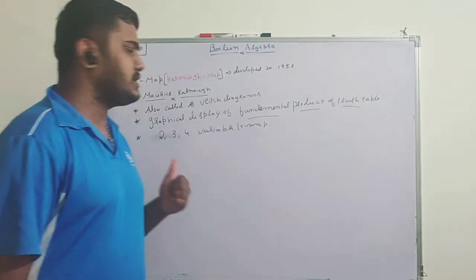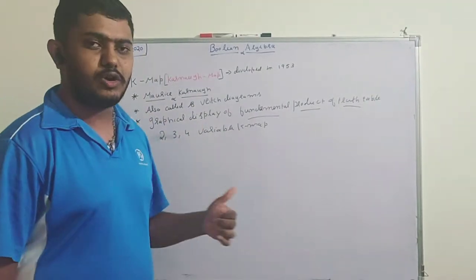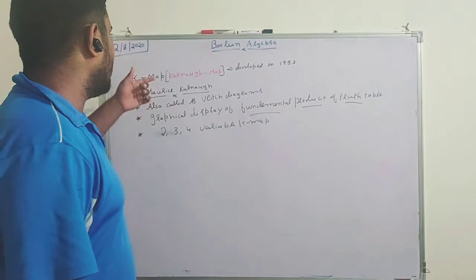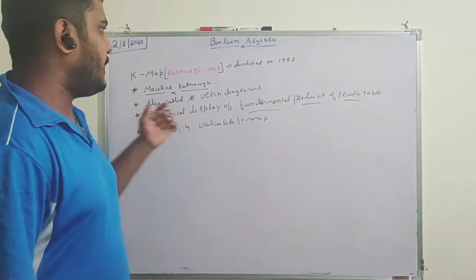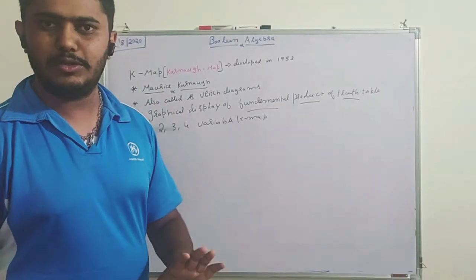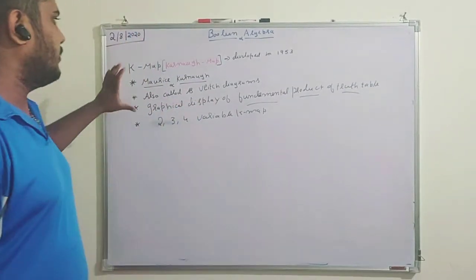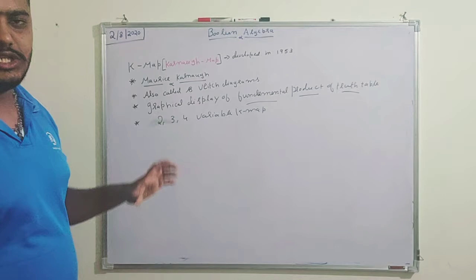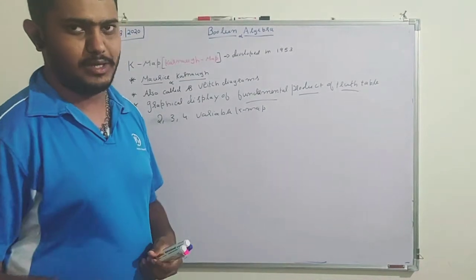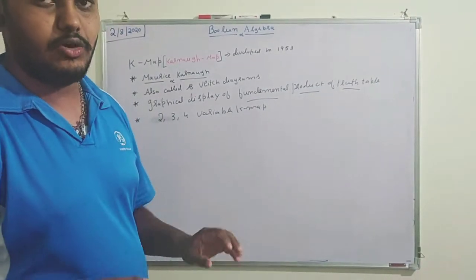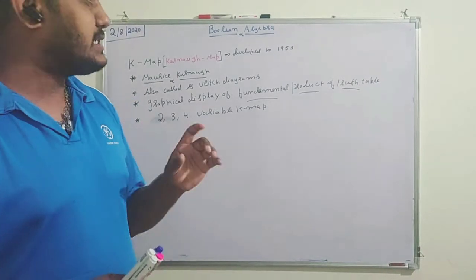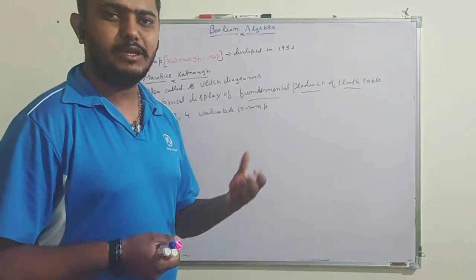Today, in this class, let us discuss one of the very important concepts in Boolean algebra called K-map. This concept is important for the computer science state paper. Please watch this video carefully till the end and understand this concept properly. So let me start with K-map.